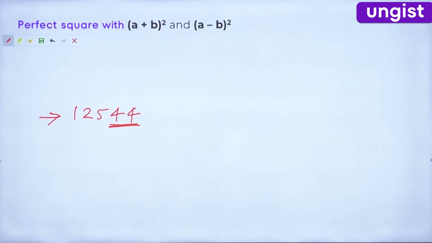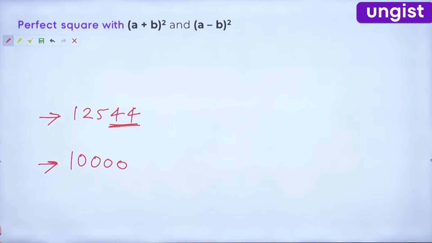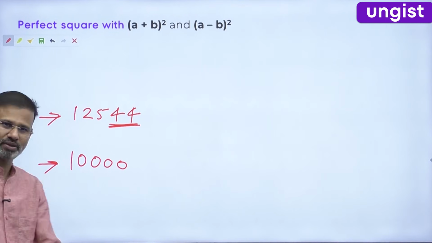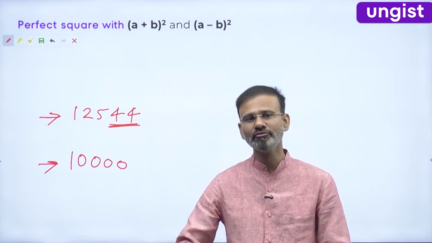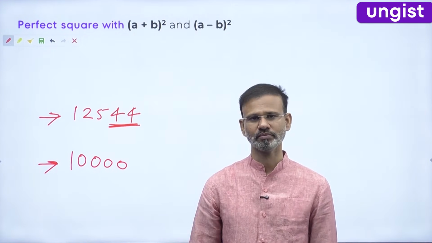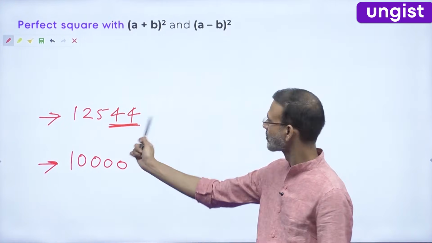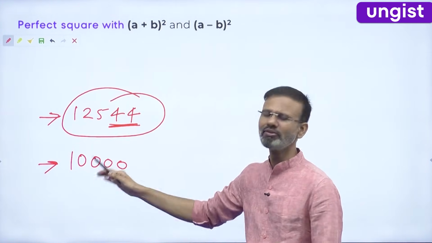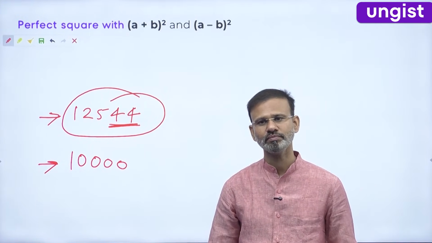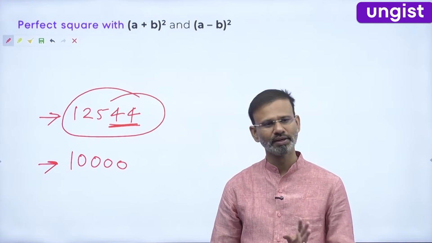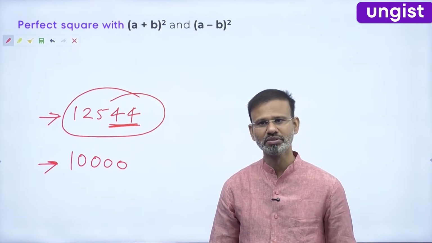And now friends, this square is more than 10,000. 10,000 means 100 ka square. So the root of this number will be more than 100 with variation 12. So 100 plus 12. The root of this number could be 112. In fact, it will be 112. Guys, yes or no? Correct, everyone? Any doubt, guys? Any query, any confusion?